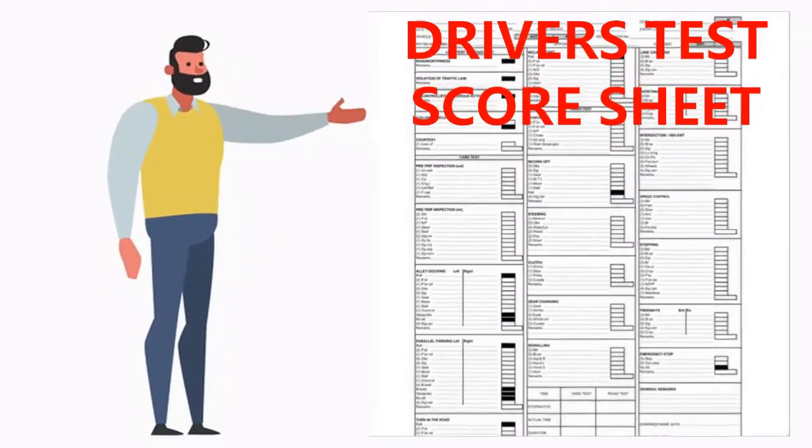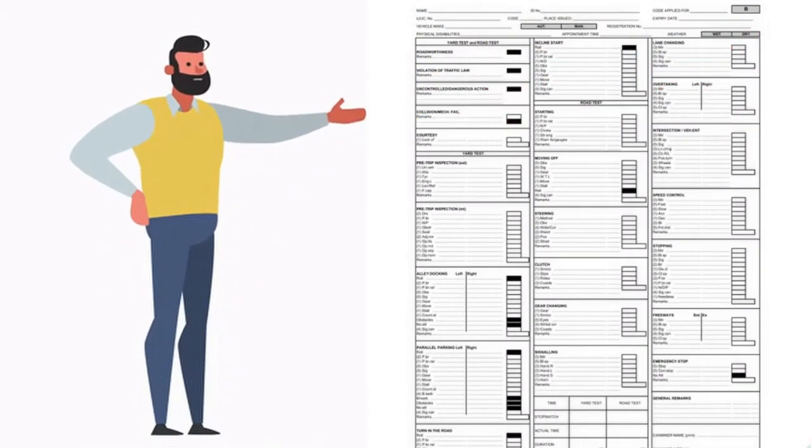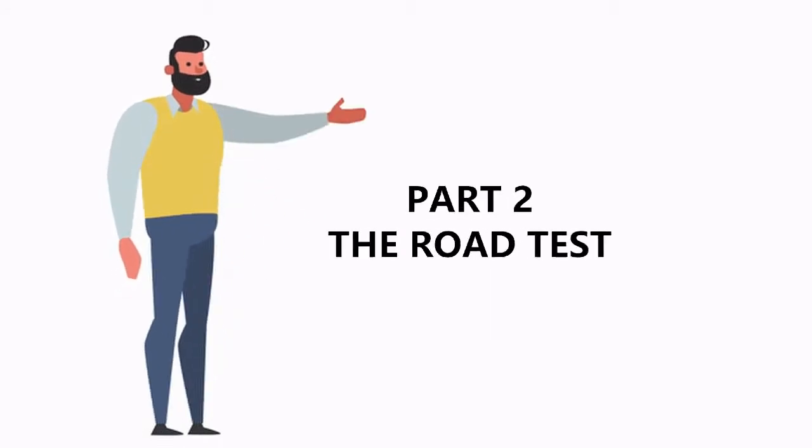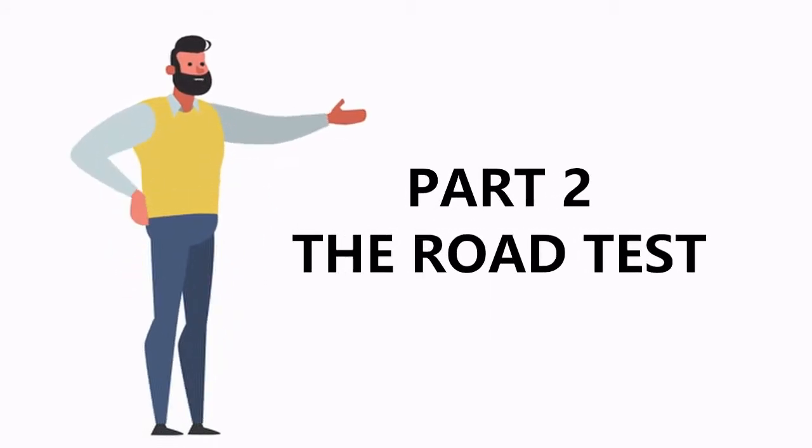I will explain how the K53 examiners will mark you during your driver's license test and see what errors will cost you the most points and what areas you need to focus on most. I will go through part 2 of the points sheet, namely the road test.